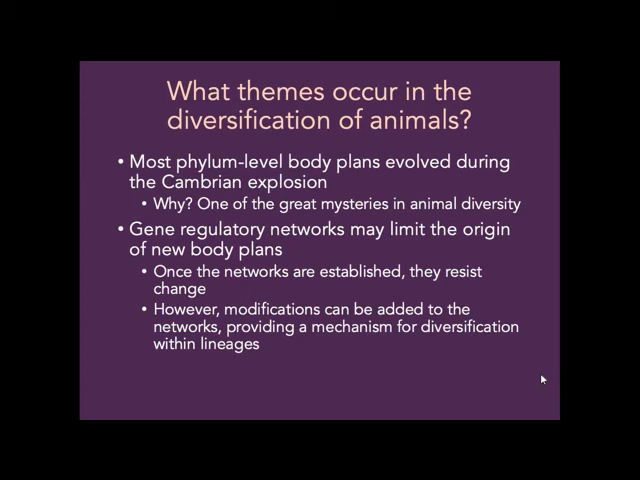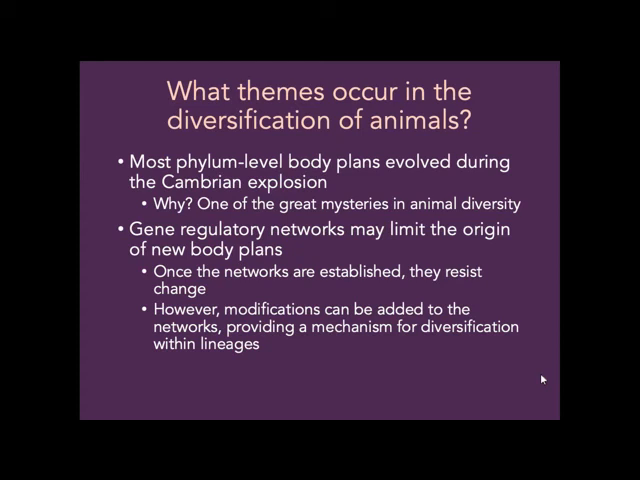So one thought is that gene regulatory networks might limit the origin of new body plans. The genes are interacting with other genes in a system, and once the system is established, it's quite resistant to change, right? But you can add to the network. Let me put it this way: if you have a mutation that messes up the network, then the animal probably dies. If you have a mutation that adds to the network but leaves the central functioning intact, then that will succeed. So as a result, you can modify the network, but it doesn't allow you to make a completely new network, so you don't end up with completely new body plans.